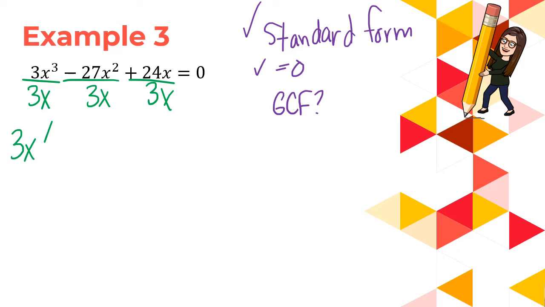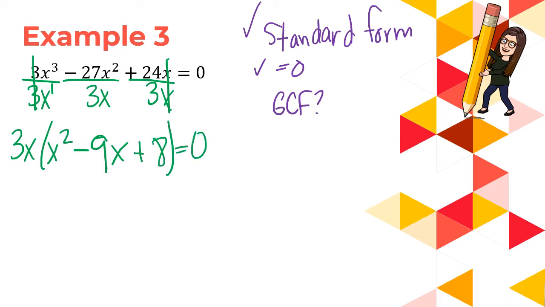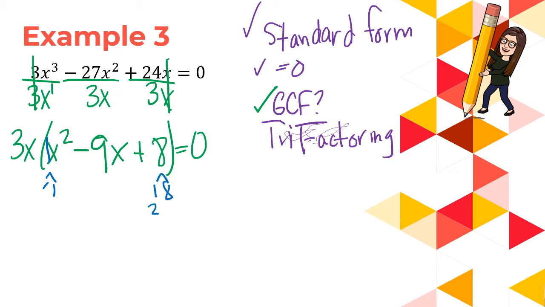So if I divide out a 3x, I'm left with x squared, a negative 9x, plus an 8. Okay, so there's your GCF work. All right, check. That's good to go. All right, let's do try factoring now. This one started off messy, but now look at your leading coefficient right there. What are your factors of 1? 1 and 1. That makes your life easy. What are the factors of 8 though? 1 and 8, 2 and 4.